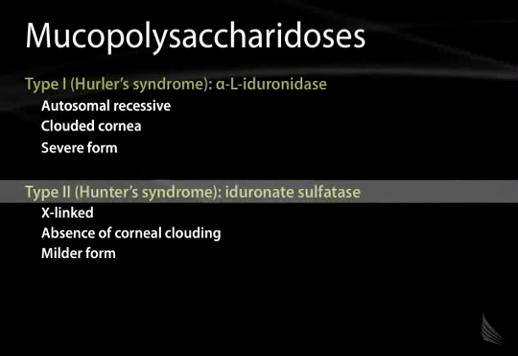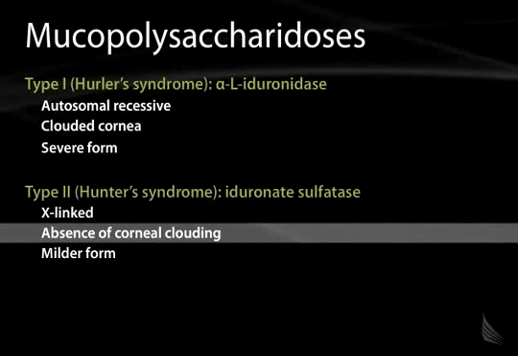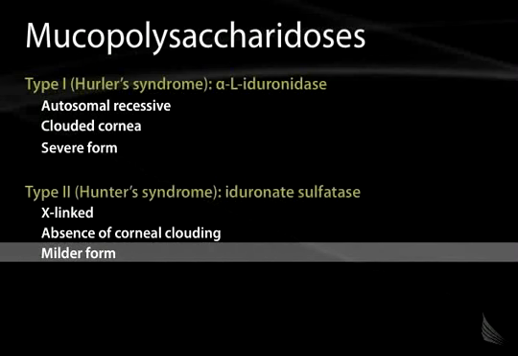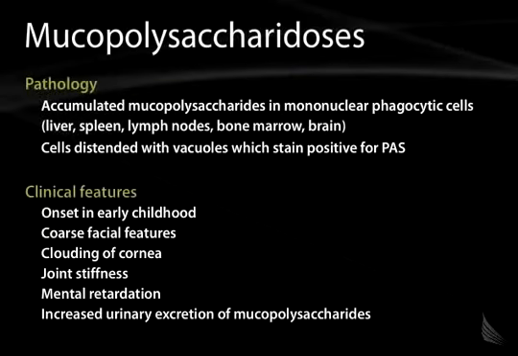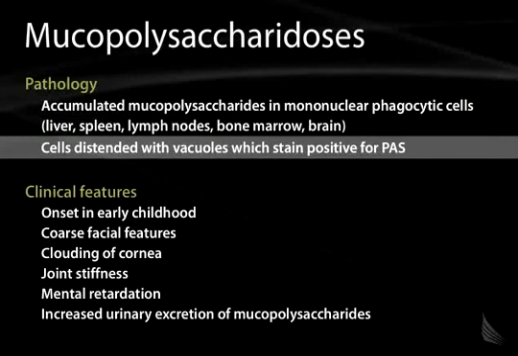Type 2 is Hunter syndrome, iduronate sulfatase deficiency. This is X-linked. It doesn't have the corneal clouding, and it's much milder. More details about the clinical features of these are available in the biochemistry lecture. But the common pathologic features of this are accumulations of mucopolysaccharides in mononuclear phagocytic cells, macrophages of the liver, spleen, lymph nodes, bone marrow, and brain. And these get distended with vacuoles which stain positive for the PAS stain. PAS stain highlights carbohydrates. And so what you see then is the cells distended with these mucopolysaccharides which have a large carbohydrate component to them.